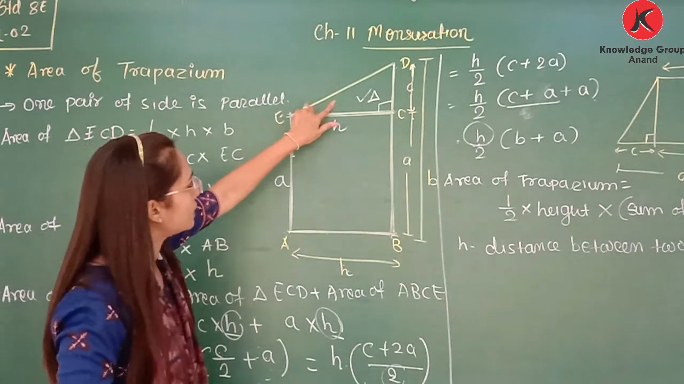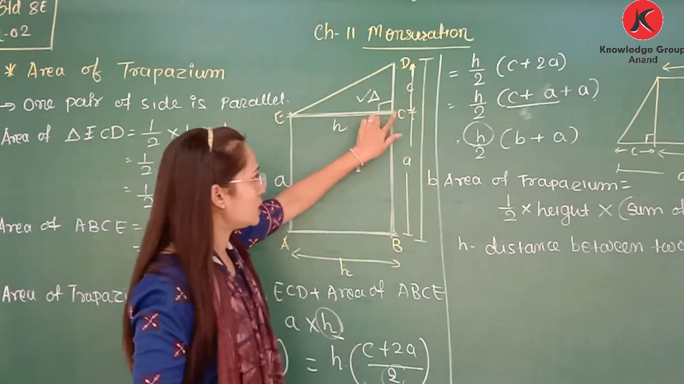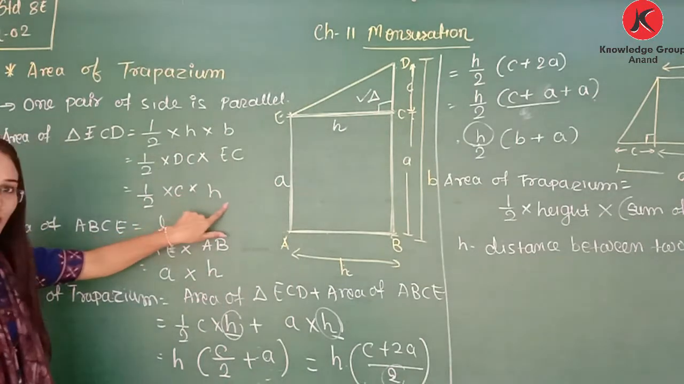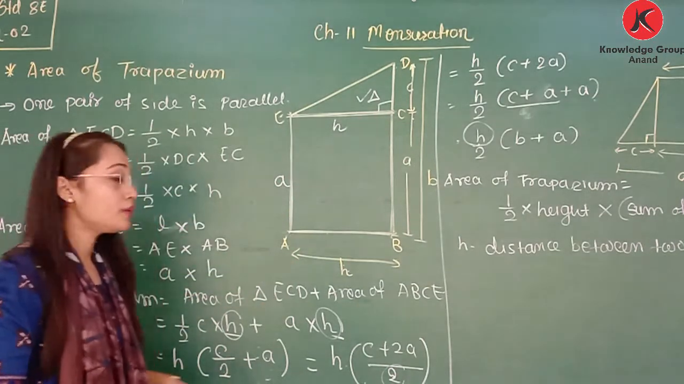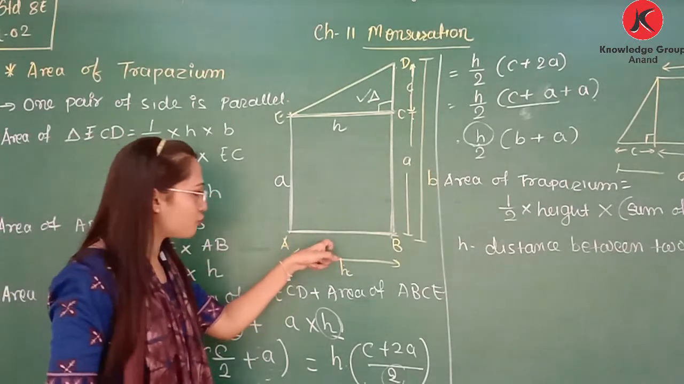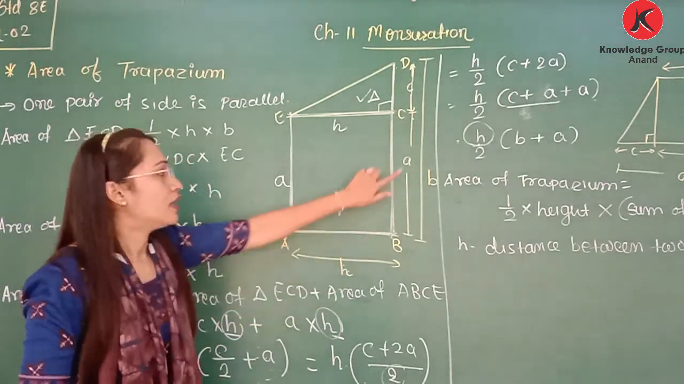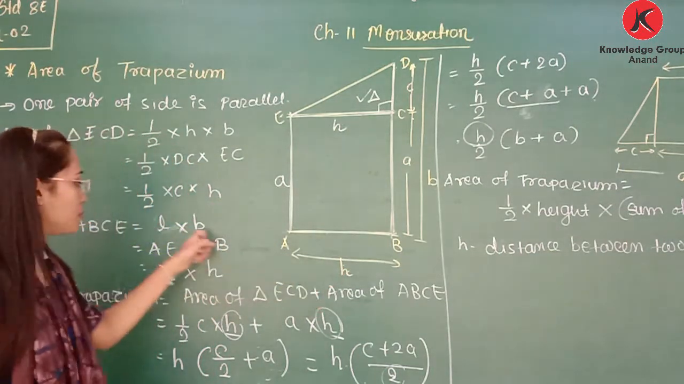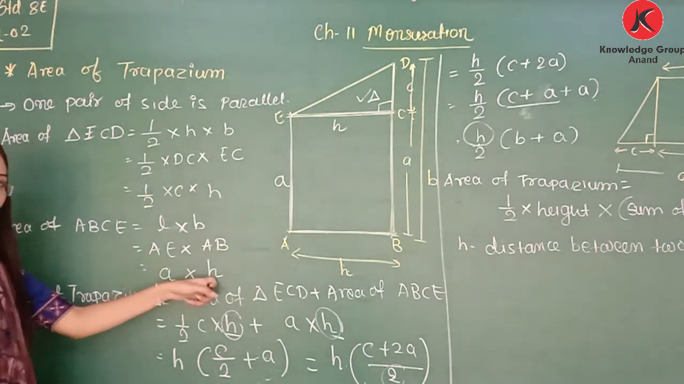For this triangle, our height is C and base is H. So we can write C multiply H. You can use your own symbol. Now the area of a rectangle is L multiply B. So for this figure, L is A, this length, and B is our H. So it is A multiply H.